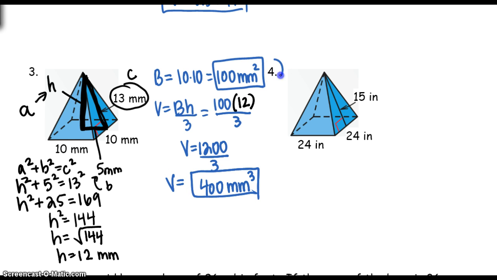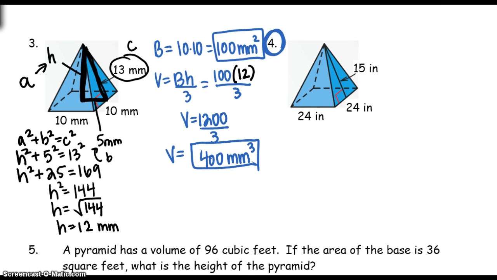Okay? I would like you to try number 4. It's exactly like 3 with different numbers. So try number 4 and bring number 4 to class with you. Remember, you can always pause, rewind, rewatch, do whatever you need to do to understand the problems. If you get confused, you can take it nice and slow if you need to.